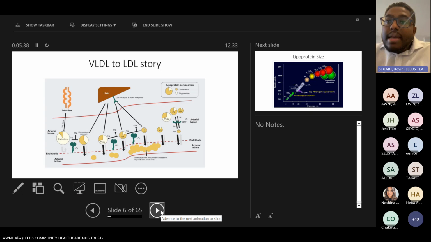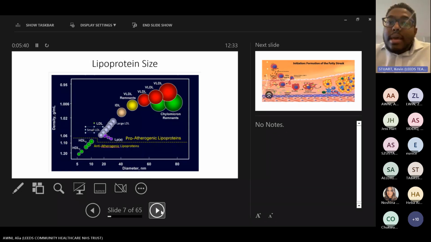Next slide. And this is where the problem starts. If you see at the very bottom, the small molecules, small LDL and lipoprotein A, it's these ones that are pro-atherogenic because they can go into the atheroma. Next slide, please.